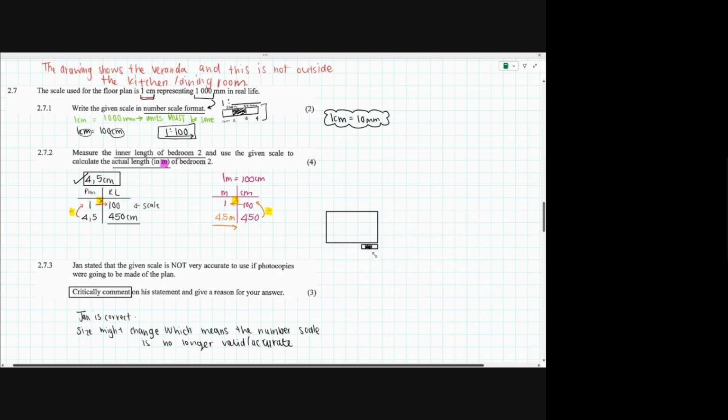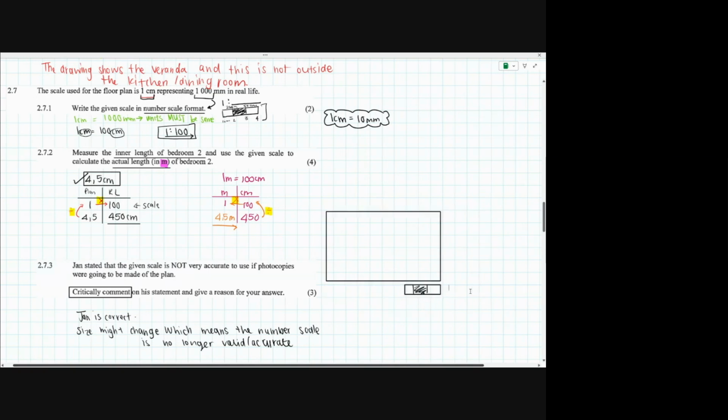And so for a bar scale, this is way more useful if we're going to resize pictures, because the bar scale changes size with the diagram or with the image. And so if we were to be asked, for example, this question, it asks something along the lines of, Jan made photocopies of his plan and made it twice as small. Which scale would be more useful, or which scale would be accurate? We would then say a bar scale, because it is resized with the picture. And so its proportions remain the same with the map, with the plan, with the diagram, whatever it is we're working with. So that's just something to bear in mind.